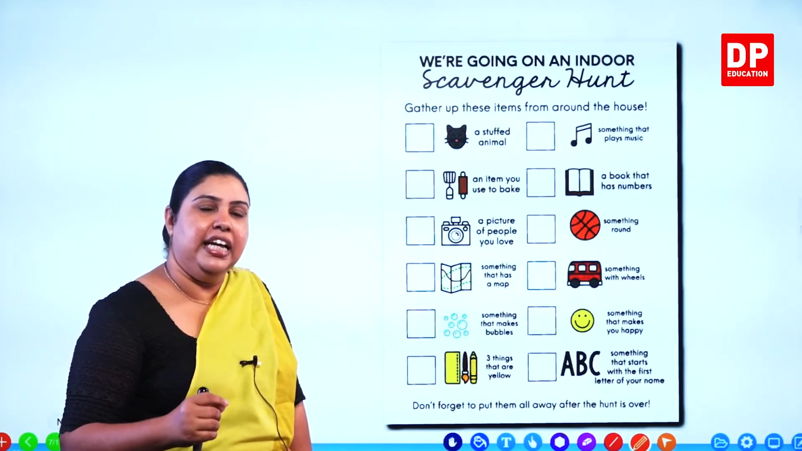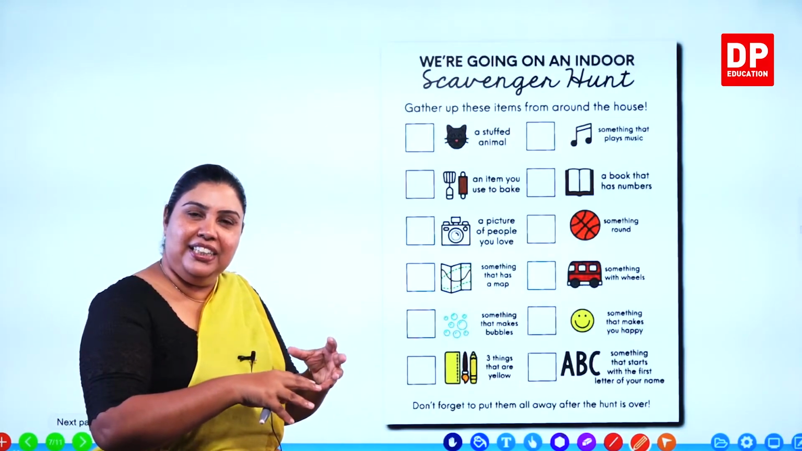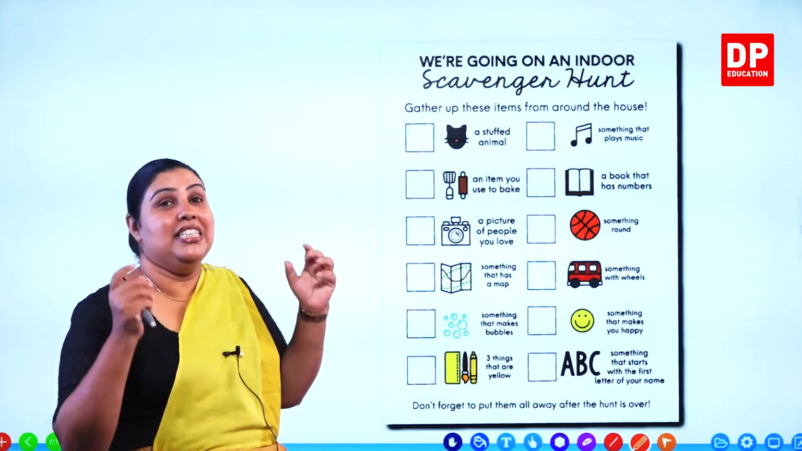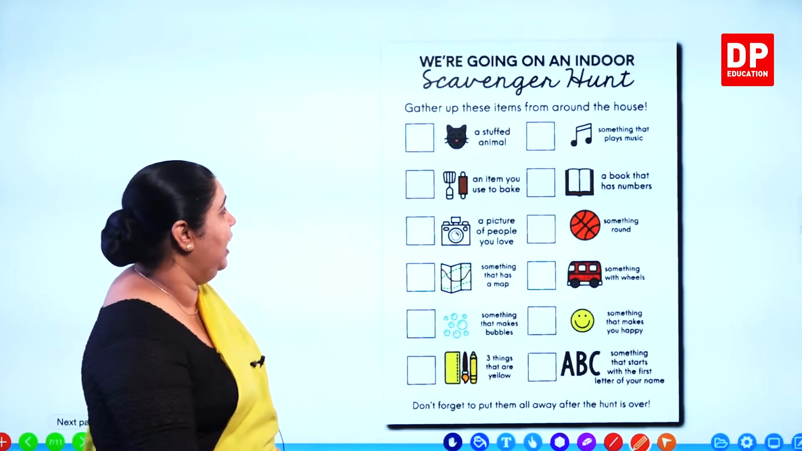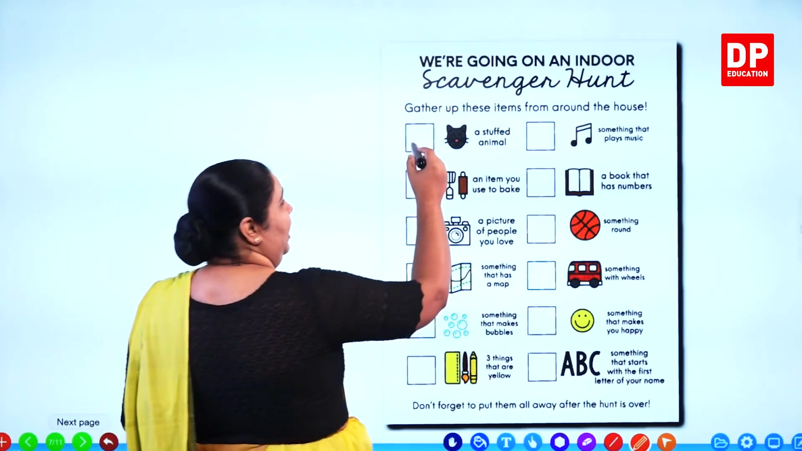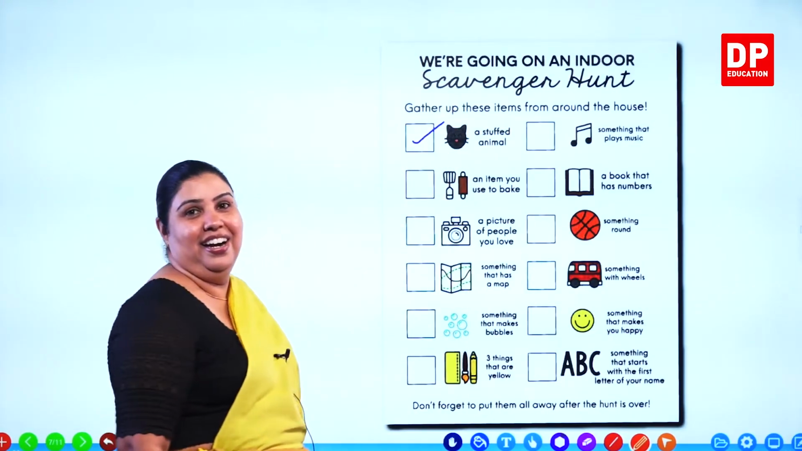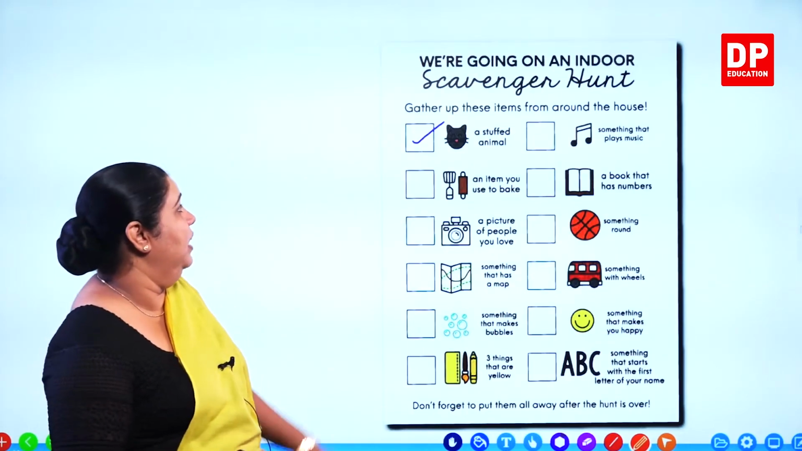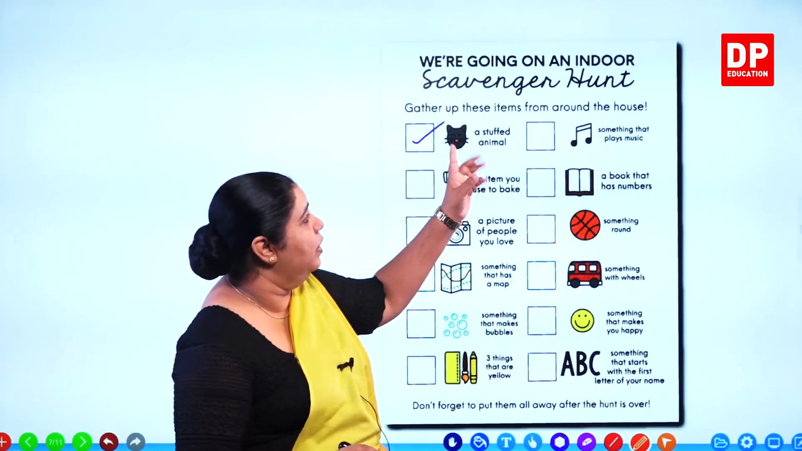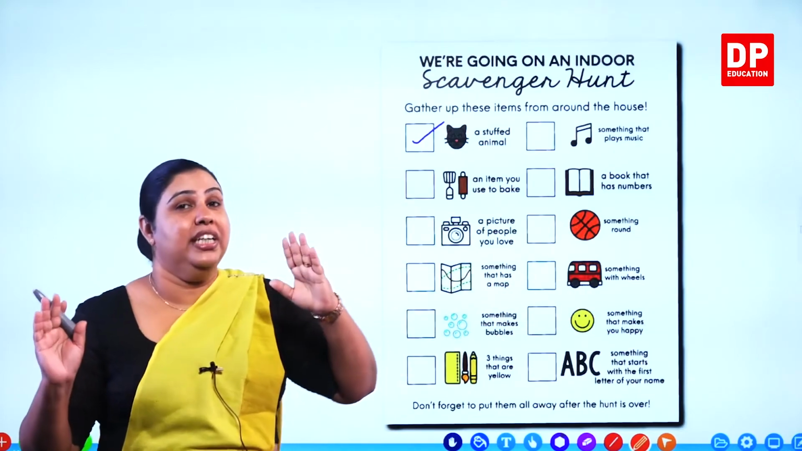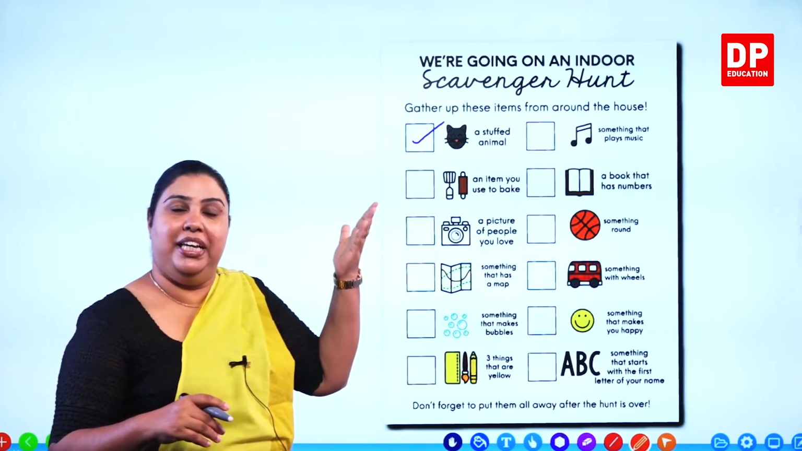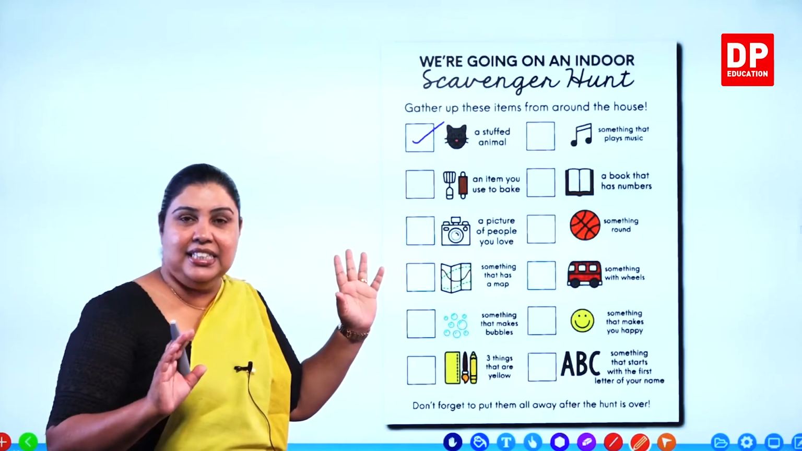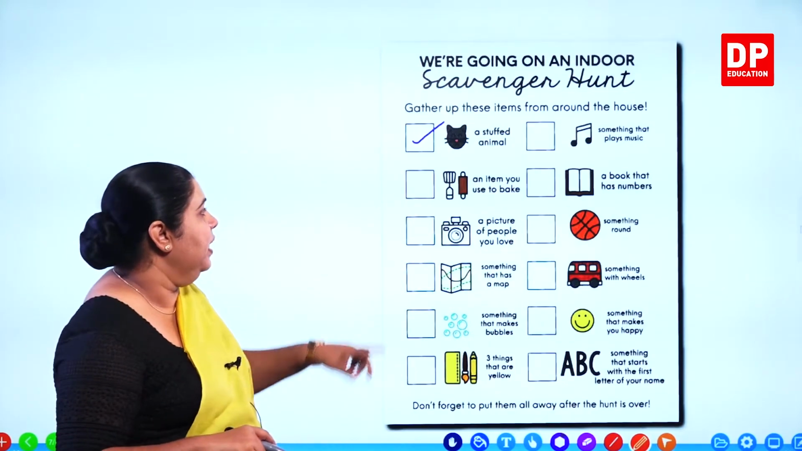A stuffed animal. A stuffed animal. So you can quickly go and bring a soft toy and come. When you bring a soft toy, you can tick this square. Right? A stuffed animal. Gather up these items from around the house. So these are the things that are in your house.